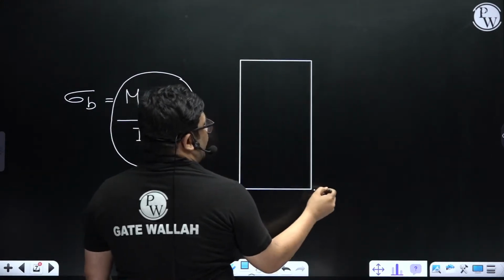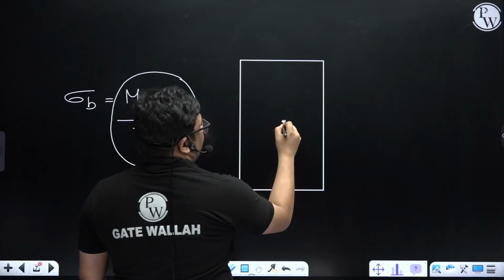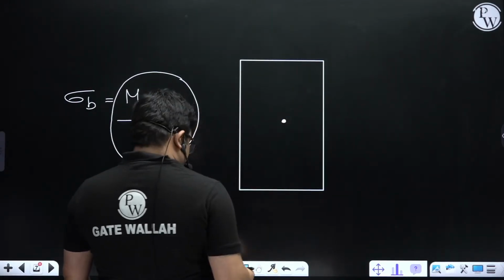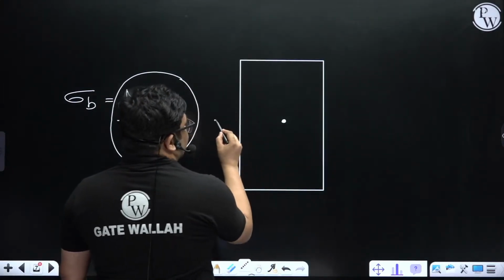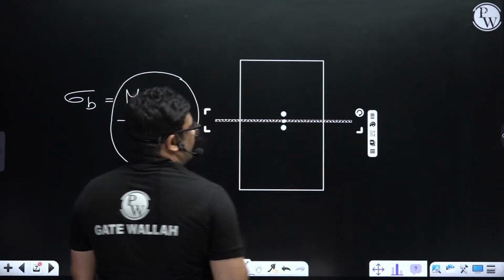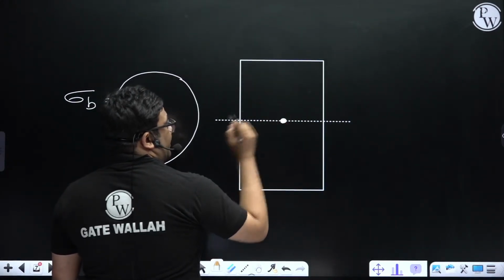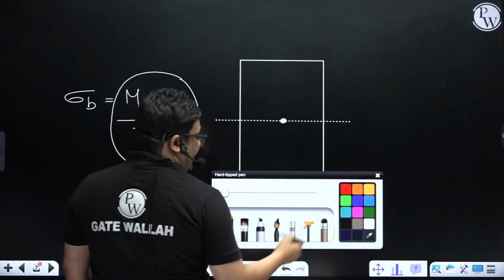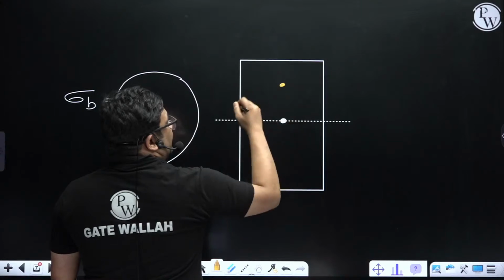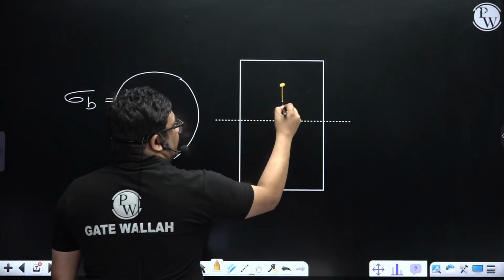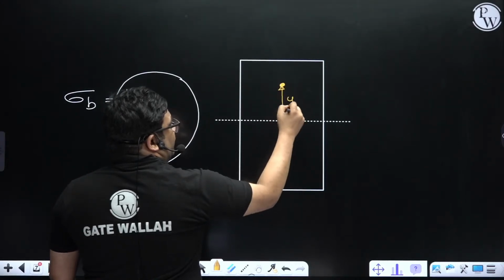Suppose we have a rectangle like this. So here the centroid is at the center, right? Yes. And this is the neutral axis. It passes through the centroid. So if I'm interested in finding the bending stress at this point, then this is the y distance. So for this point, this is the y.